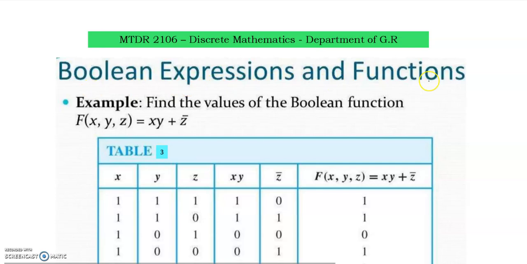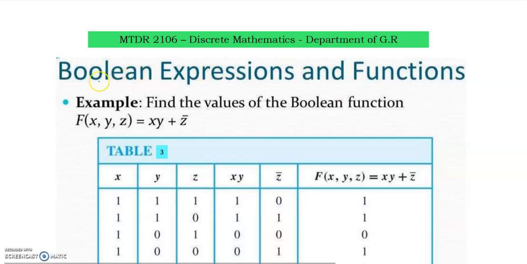Boolean expressions and functions. Now what we are going to do hereafter: we are going to find all possible values of the Boolean function, simplification of the Boolean function, how to prove the given expression by truth table, and how to prove the given expression by the Boolean identities or Boolean laws. These are the things we are going to see one by one.